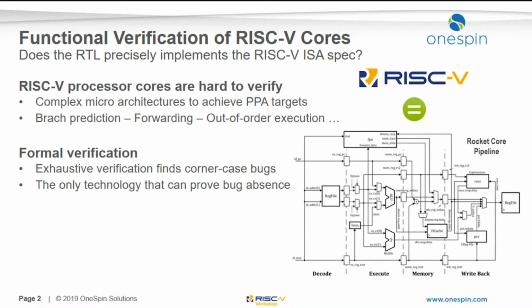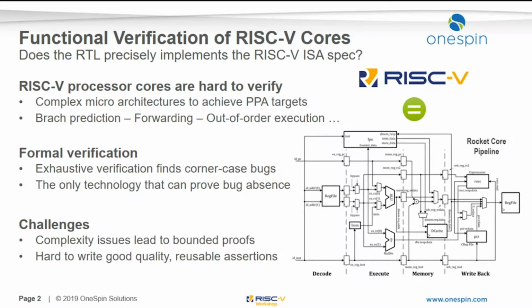RISC-V processors are hard to verify. They have complex microarchitecture to achieve PPA targets: there is branch prediction, forwarding, out-of-order execution, and so on. Formal verification is the only technology that can prove absence of bugs. The biggest challenges are that complexity issues lead to bounded proofs, and it is hard to write good quality, reusable assertions, because the configurability of these cores is so high. There is 32-bit, 64-bit, different extensions and so on.